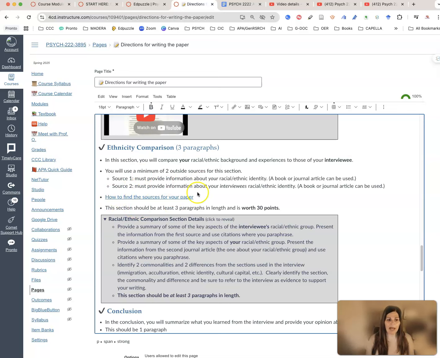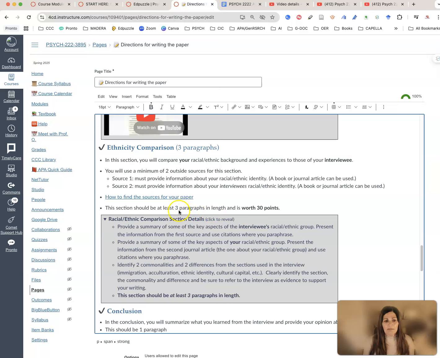So again, go back to the how to find the sources for the paper page if you're not sure that what you are locating meets the criteria. And you can always send me a message with a link or a PDF of the item, and I can check it out for you.